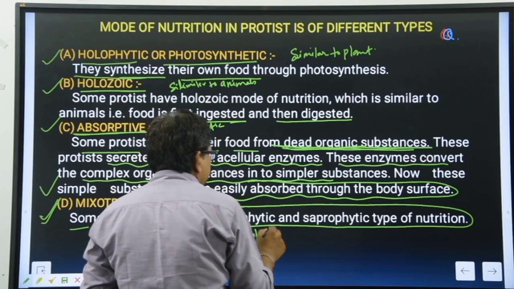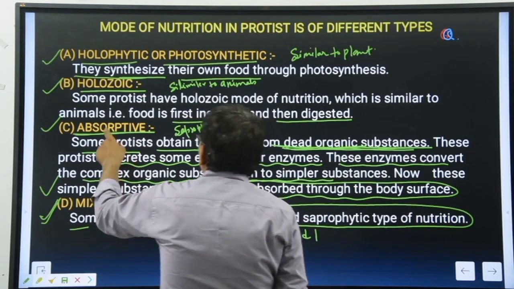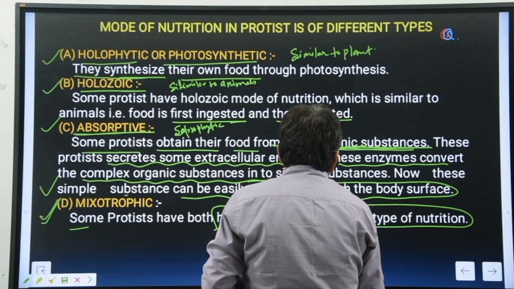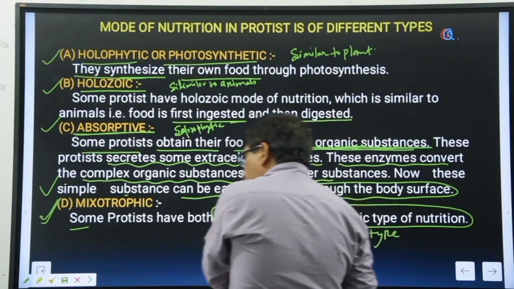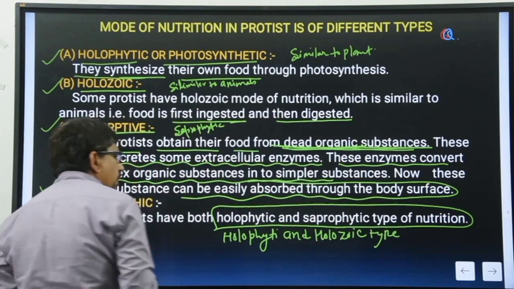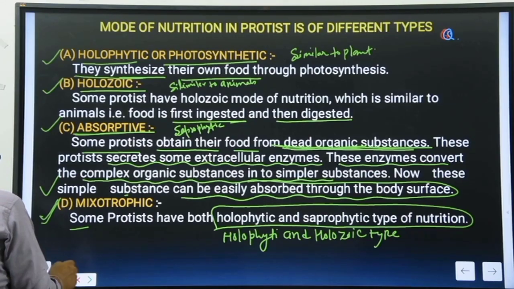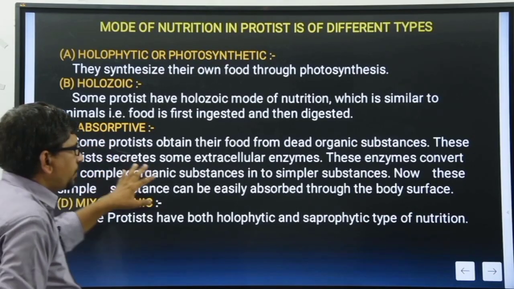Holophytic and holozoic type nutrition, animal like nutrition. Clear? So here is a maximum diversity in this kingdom, major diversity of the food nutrition.